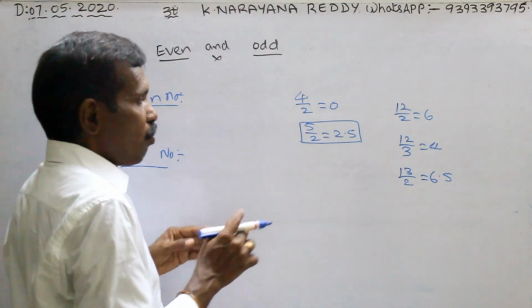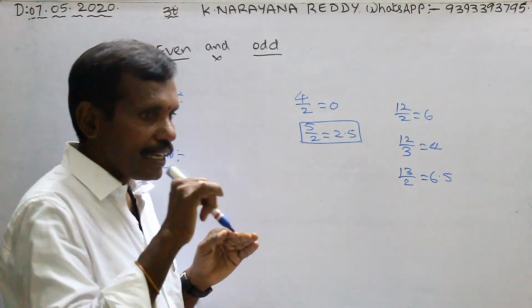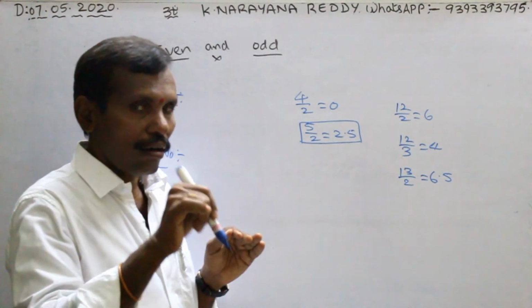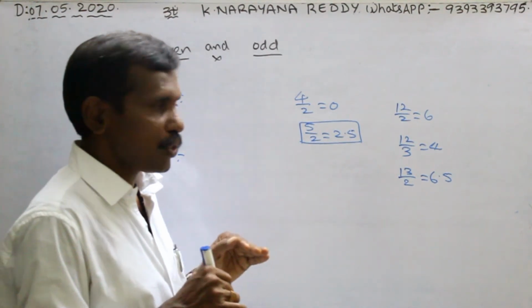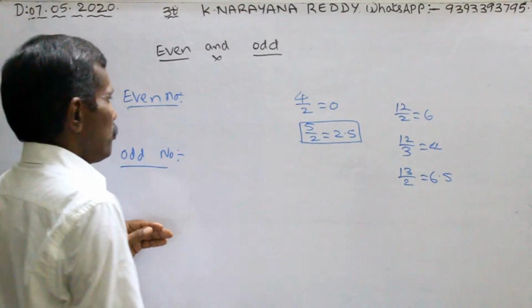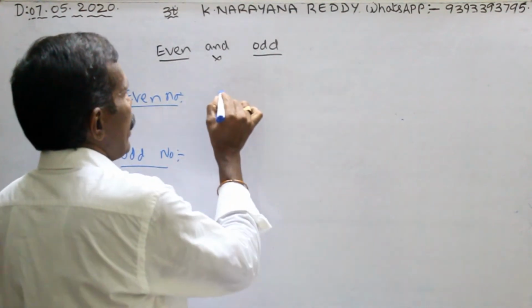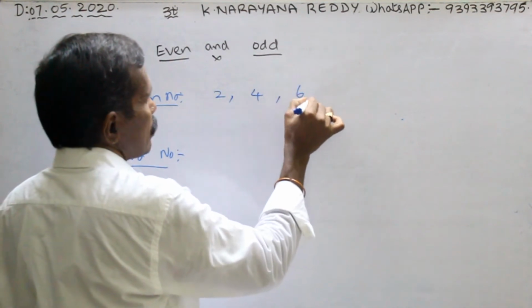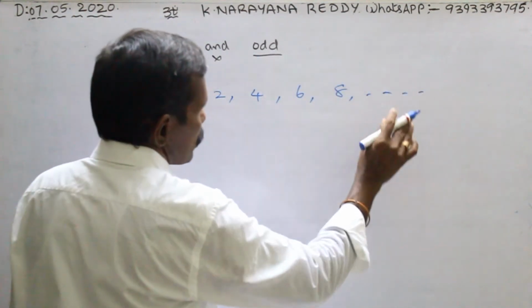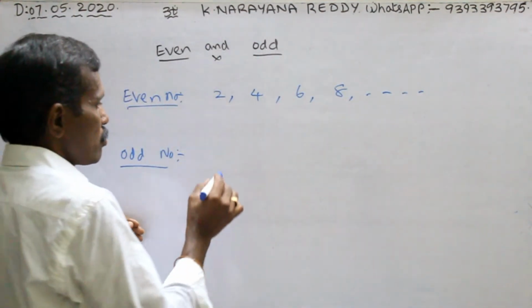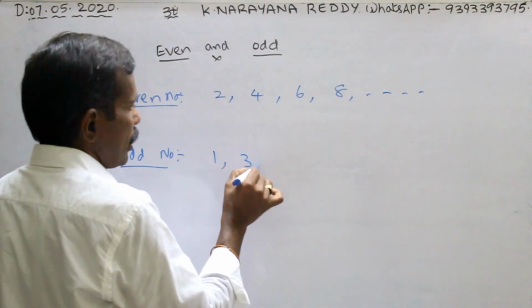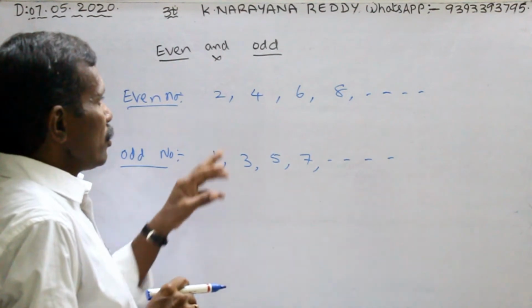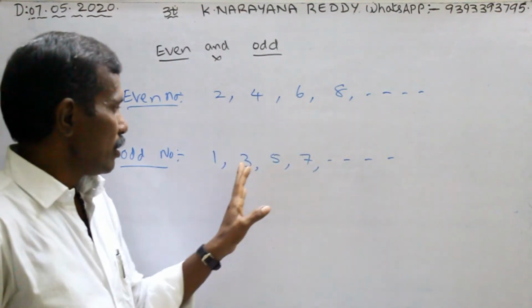But what is the last digit in even numbers? What is the last digit in odd numbers? This is a very important point you have to observe. Suppose I say 2, 4, 6, 8 are even numbers, and 1, 3, 5, 7, etc. are odd. These are even, these are odd.